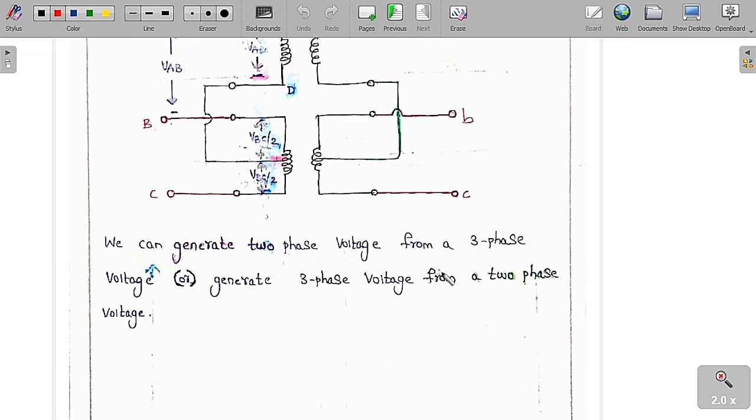So in this lecture, we have successfully completed all the important transformer concepts and their formulas in a very detailed manner.